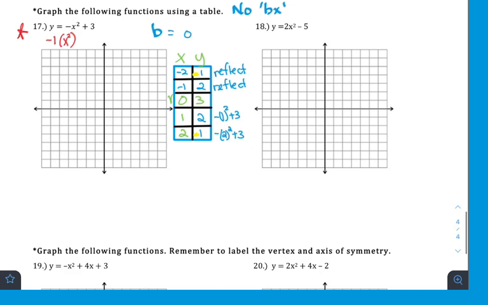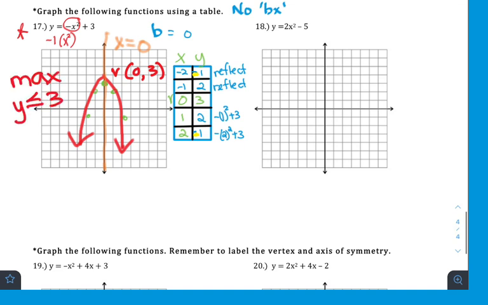And then I graph my equations, right? Okay, good, it's on there. Oh, right there, kind of startled me. All right, so then I label my axis of symmetry as 0, and my vertex 0, 3, and this is going to be a maximum, and y can be equal to or less than 3.